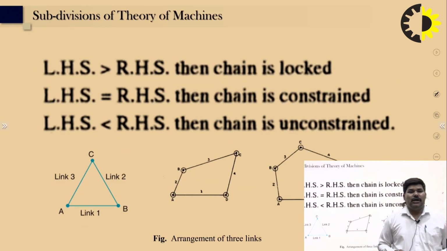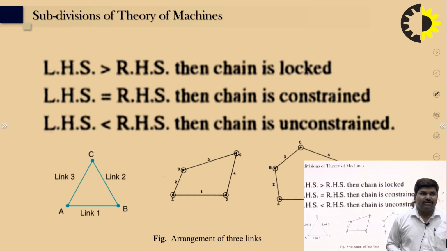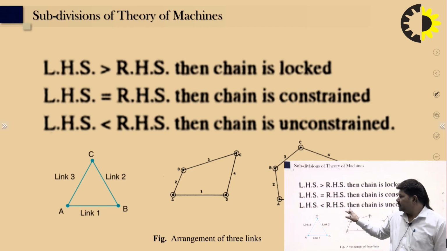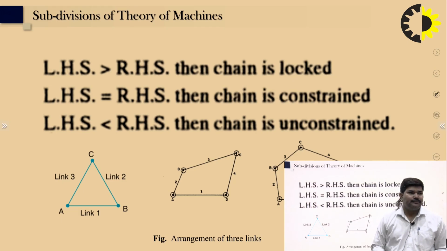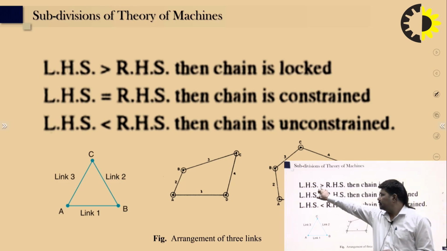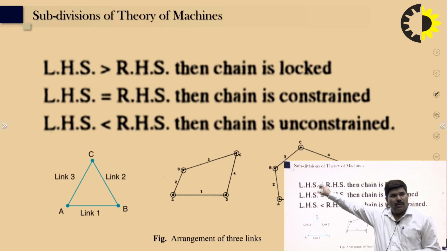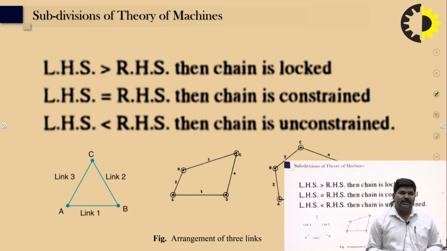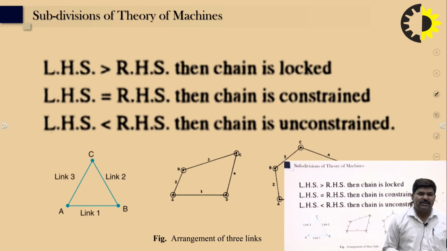So for these equations, there are three conditions: LHS is greater than RHS, LHS is equal to RHS, and LHS is less than RHS. Suppose LHS is less than RHS, then what is the chain? When LHS is equal to RHS, and when LHS is greater than RHS, in that case that's the constrained chain.